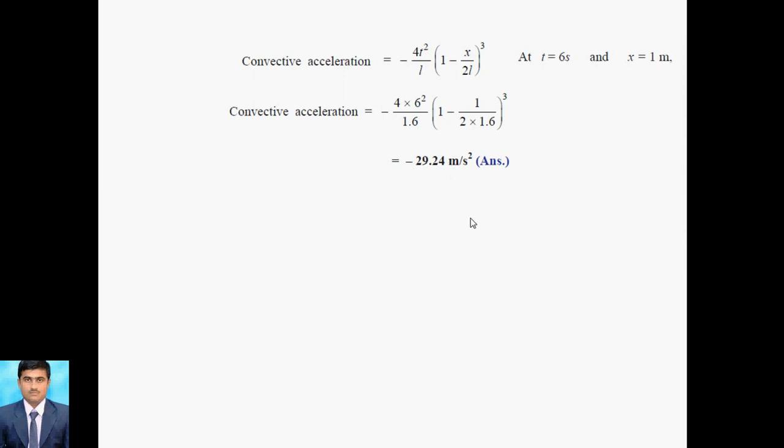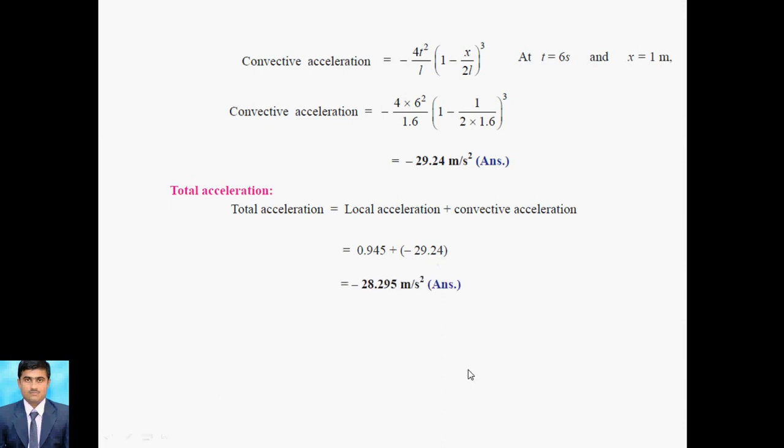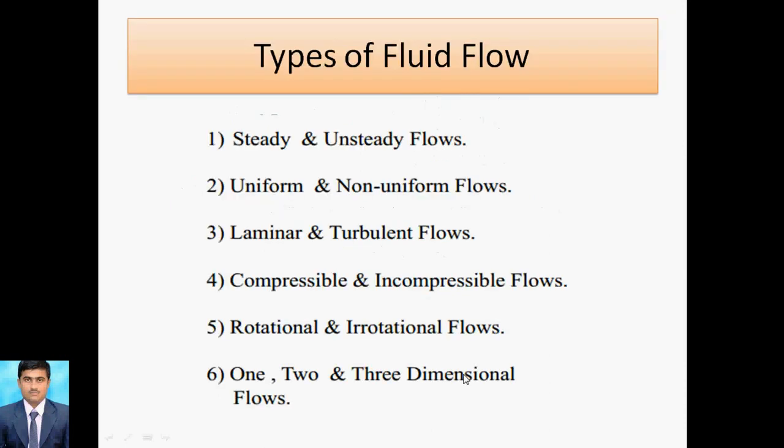As we know, total acceleration is nothing but convective plus local. So this is the relation. Now we take the addition of these two terms, local and convective. We already calculated the local acceleration, that value is 0.945, and the convective acceleration is −29.24. So the total acceleration is −28.295 meter per second square. So this is the total acceleration.